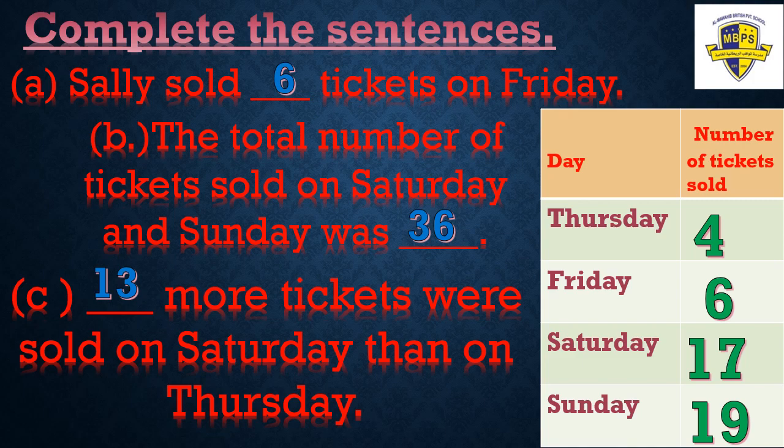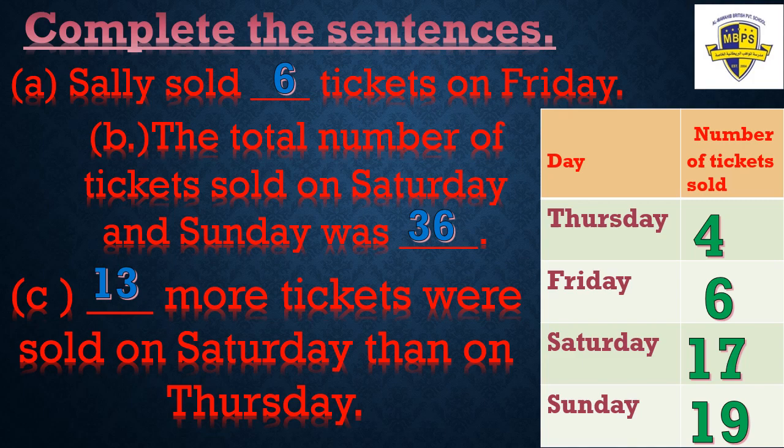Let's go to the first one. Question A. Sally sold how many tickets on Friday? It's very easy, children. You just have to look at the box. Okay? And you see on Friday how many tickets are sold? Very good. 6 tickets are sold on Friday. Let's go to the next question B. The total number of tickets sold on Saturday and Sunday.